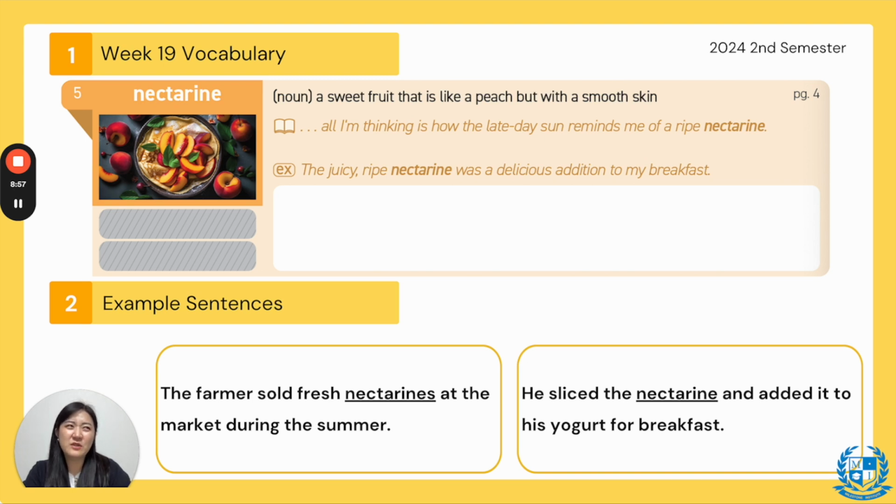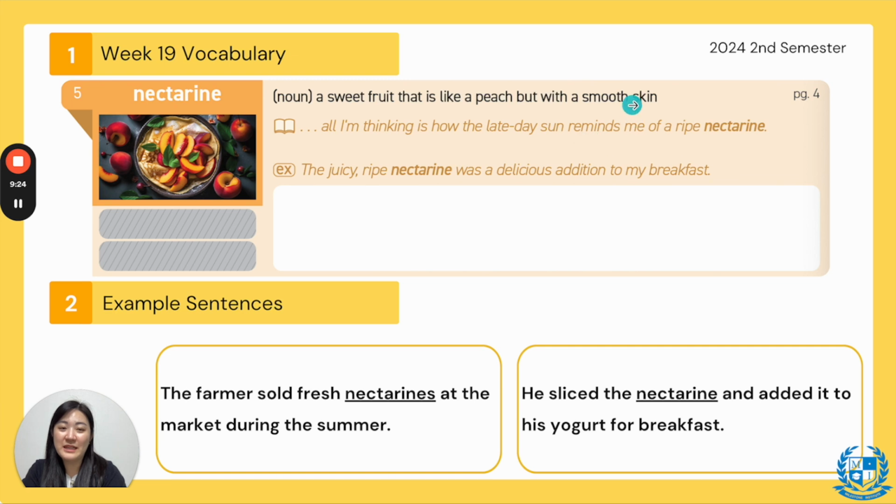I'm sure in Korean you call a nectarine the same as you do a peach, but I'm not quite sure on that. In the book it says, all I'm thinking is how the late day sun reminds me of a ripe nectarine. Let's read the example together. 1, 2, 3. The juicy, ripe nectarine was a delicious addition to my breakfast. Yum. So here it's just saying we're eating this nectarine for breakfast and it was a good addition.